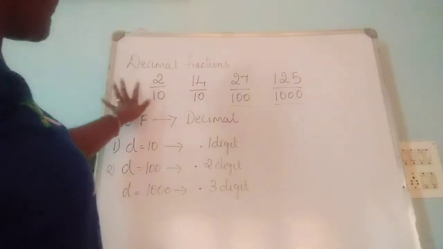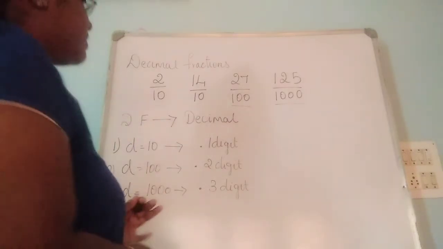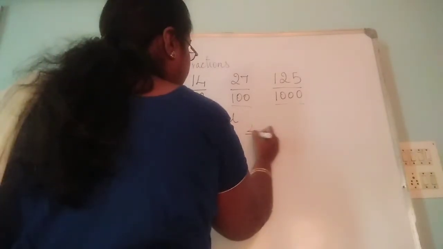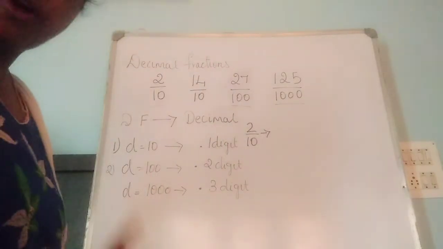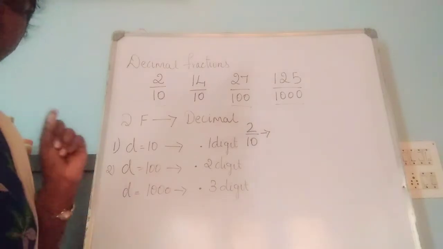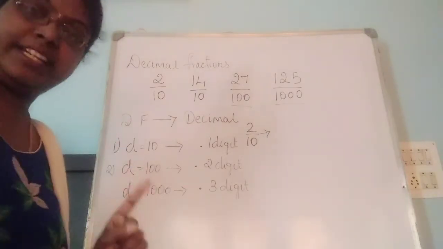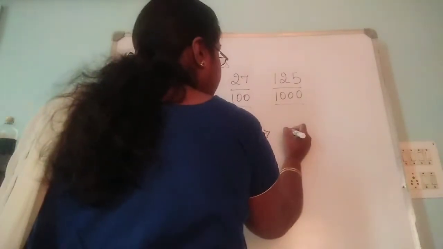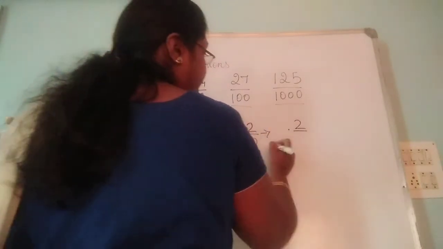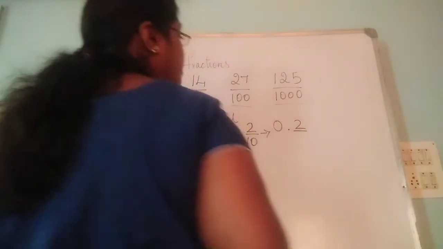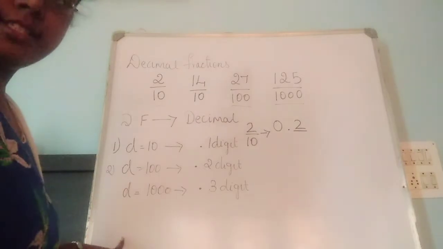Now we will see the example for 2 by 10. Now our denominator is 10. So that means after a point I should have only one digit. So let me keep a point here and one digit. So what is our digit? It is 2. And here it will be 0. So 0.2 is the answer.